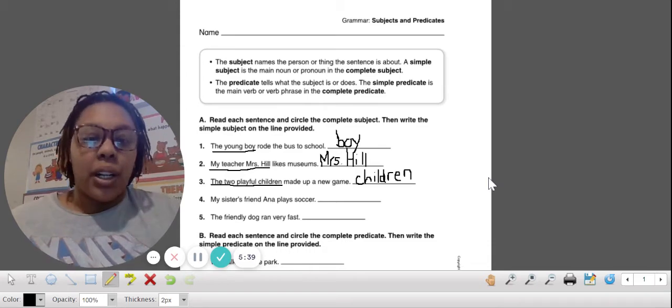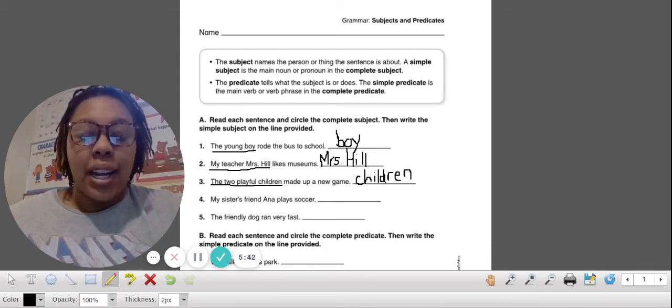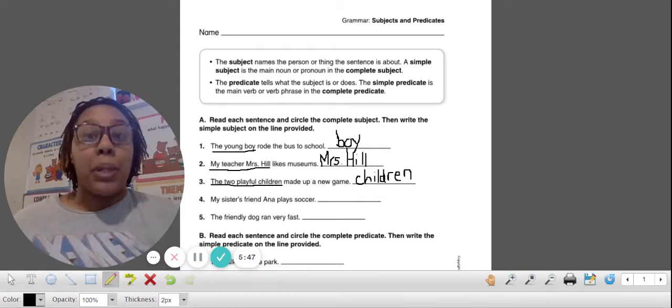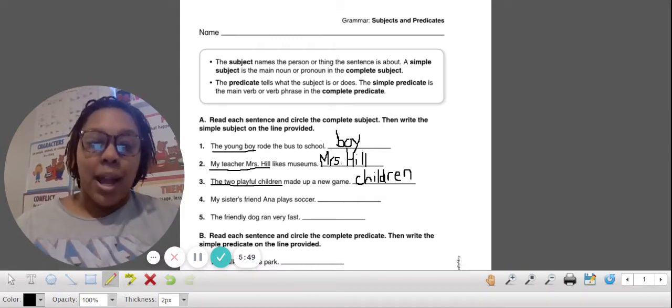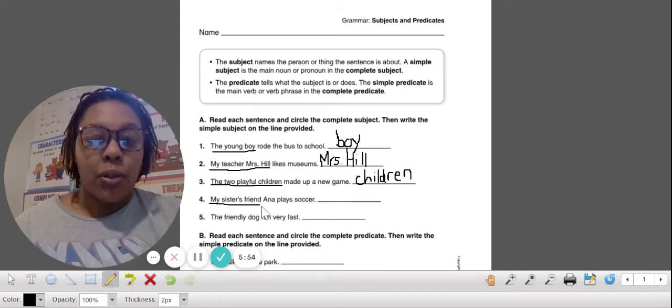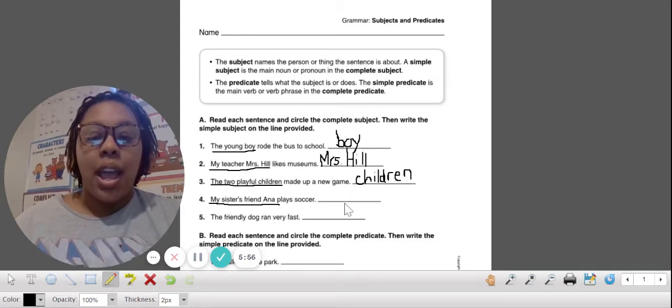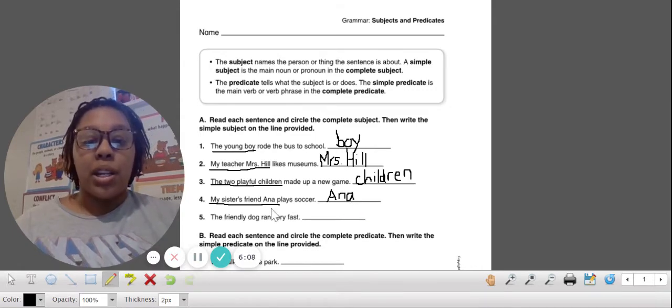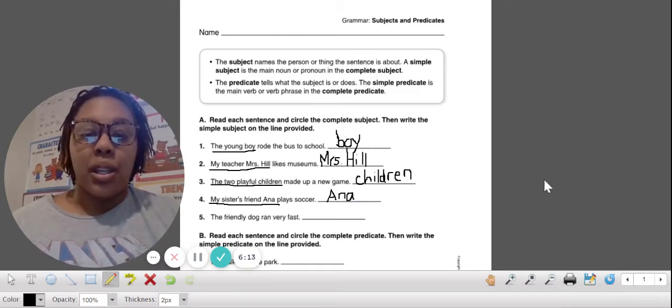Okay, number 4, my sister's friend Anna plays soccer. So who is the sentence about? My complete subject? My sister's friend Anna. That gives me all of the descriptive language about the subject. And my simple subject, who is the sentence about? It is about Anna. Because again, we could say the same sentence without all of the extra words. We could just say Anna plays soccer. So that's why this is correct as our simple subject.